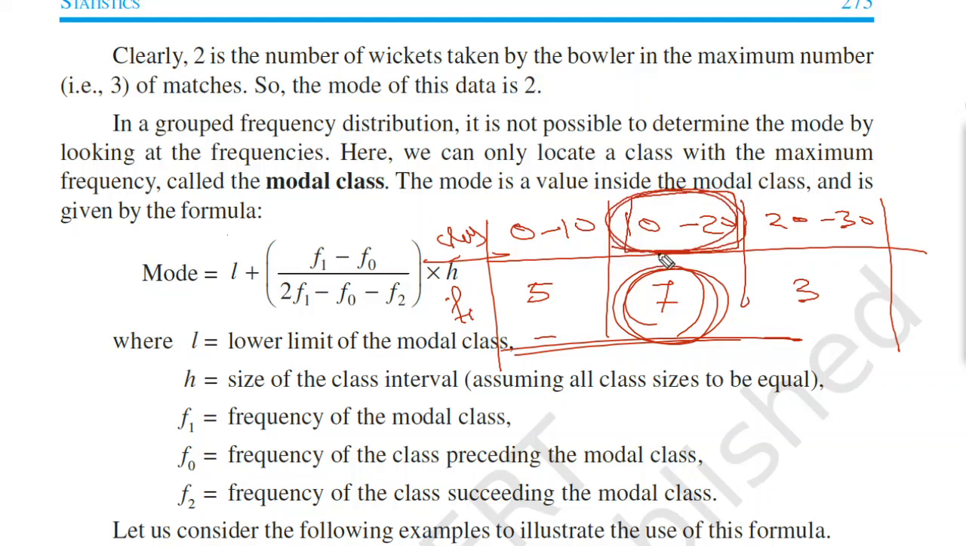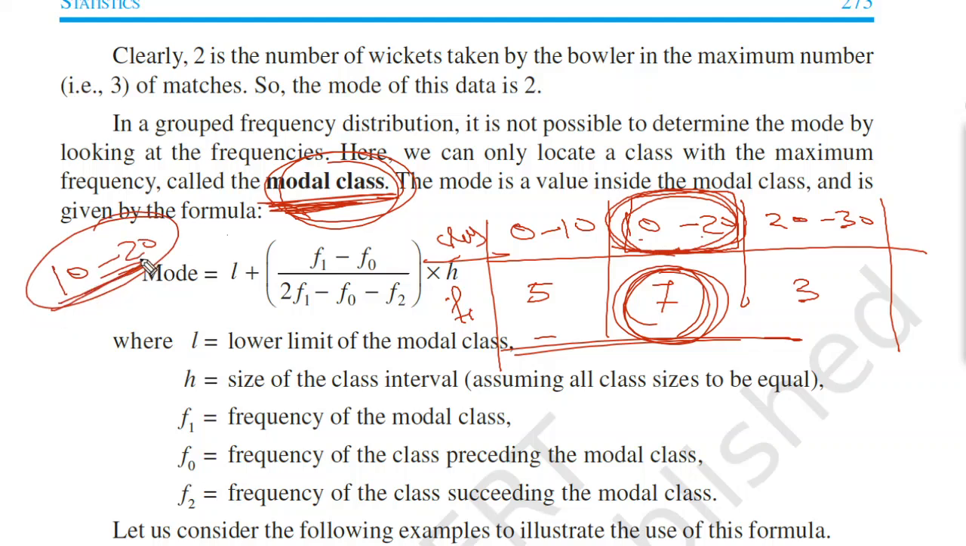Here this class is called the modal class. So what is the modal class? The class with maximum frequency is called the modal class. You can write it down. The class with maximum frequency is called the modal class. Now you see, what will be the mode then? Can you say the mode is 10 to 20? No, 10 to 20 cannot be the mode.